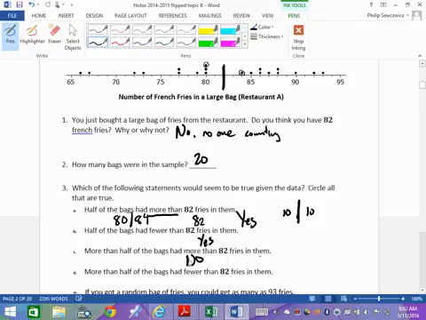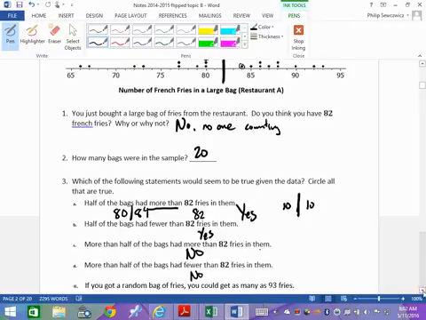No, not more than half. It was half of them there. More than half the bags had fewer than 82 fries in them. No, not more than half. It was exactly half of them there.